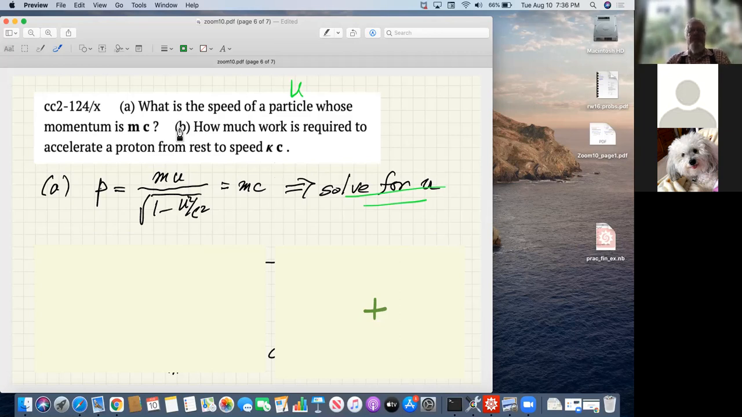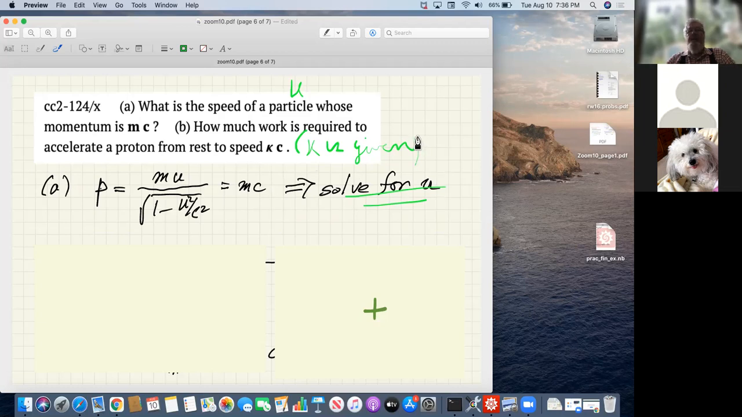The second part of the homework problem is unrelated, completely different question. How much work is required to accelerate a proton from rest to a speed kappa times c? Now you have to know what kappa is. So kappa would be given in the problem. So kappa is some given amount. It has to be a number less than 1. So that would be given in the problem.